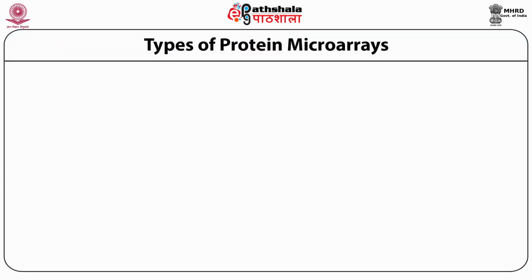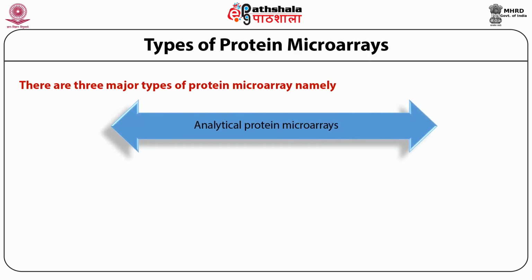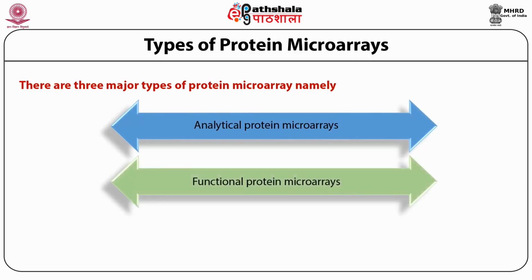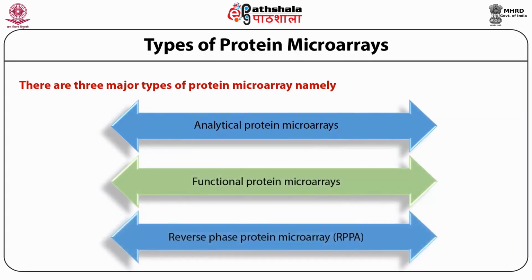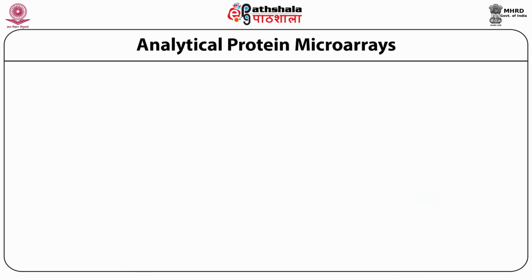Types of protein microarrays. There are three major types of protein microarrays, namely analytical protein microarrays, functional protein microarrays, and reverse phase protein microarrays. Analytical protein microarrays. It is also known as capture arrays.